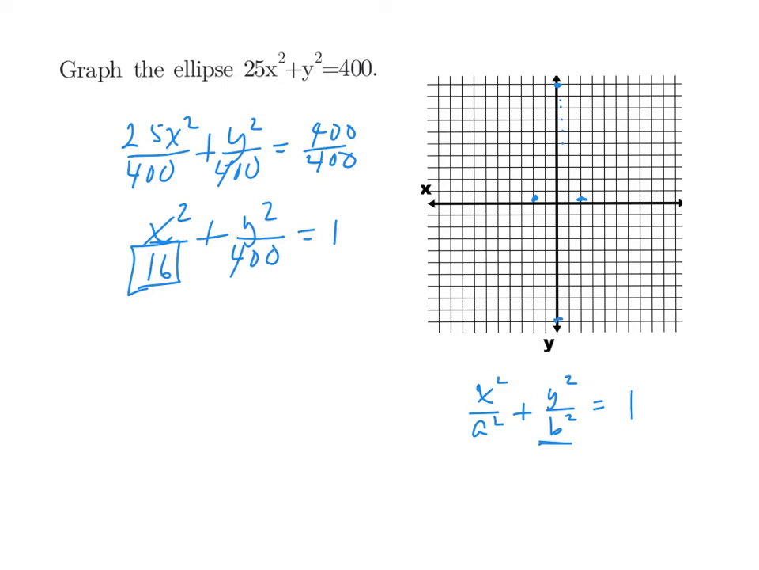Now traditionally, in this case the minor axis would be the x-axis and the major axis would be the y-axis, just because it's bigger. And basically we get something like this.